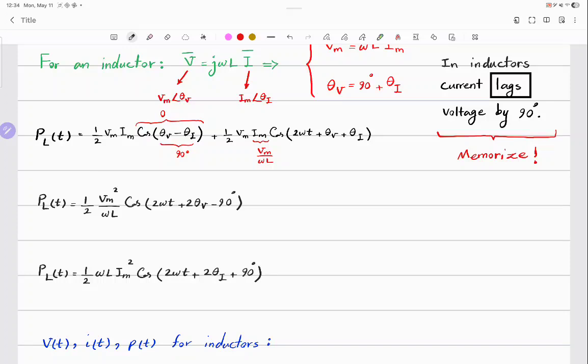What is the difference between these two equations? It means that you don't need both current and voltage to calculate the instantaneous power. You only need voltage or current. You can either use the first one or the second one. Very important here. What is the average power that is absorbed by the inductor?